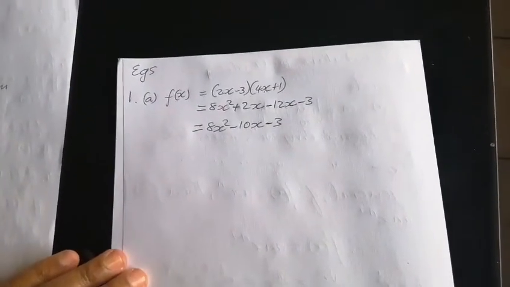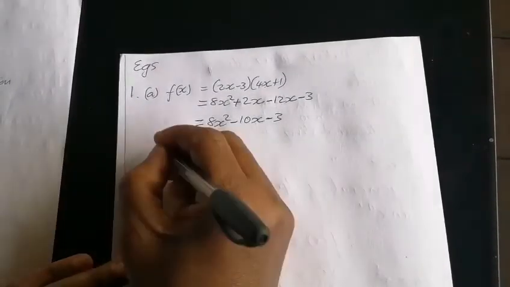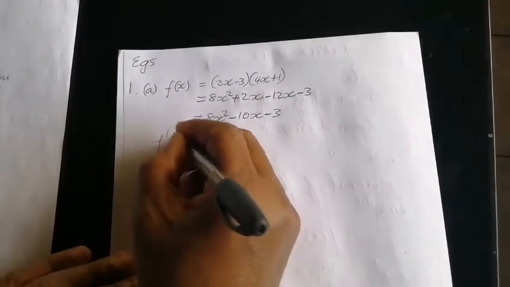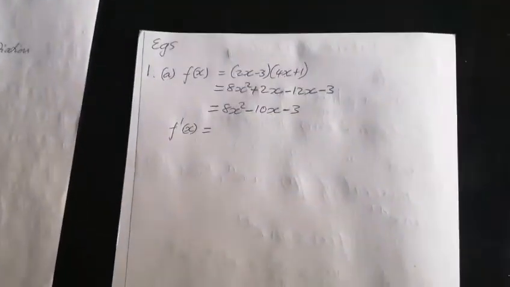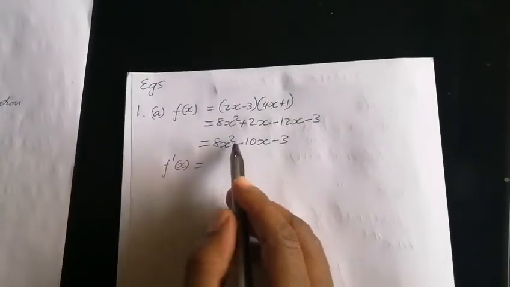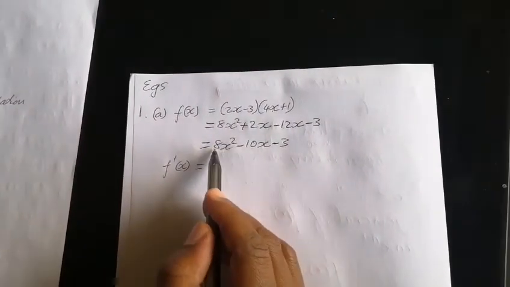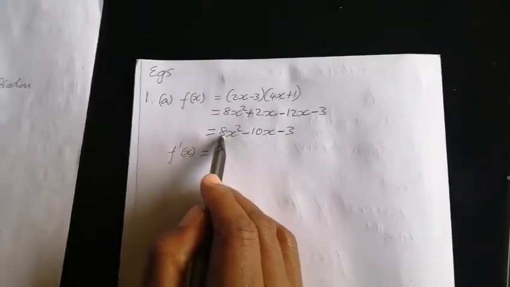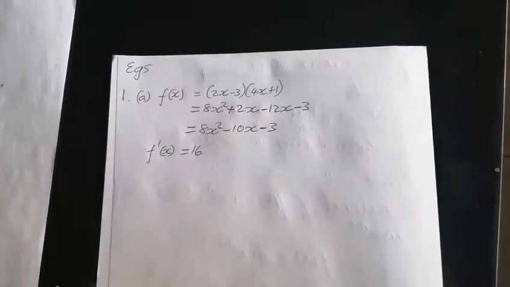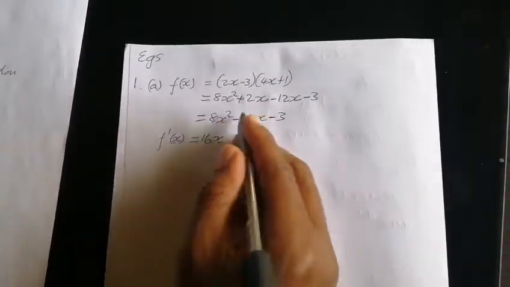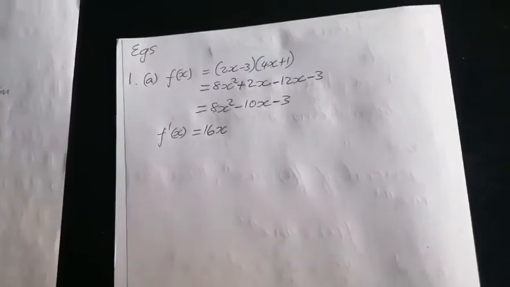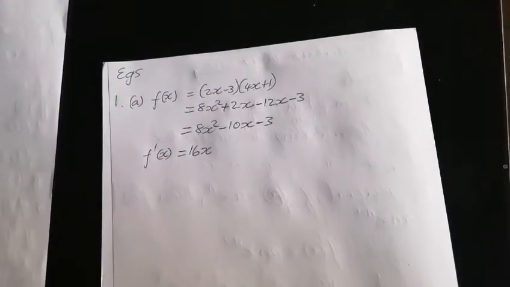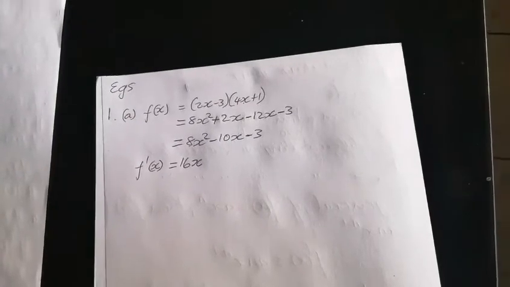The question says find the derivative. So our derivative f dash of x is equal to, now we are differentiating. We said the power of x comes to multiply the coefficient of x. So we shall have 16, then our x to the power 2 minus 1, that's 1. I don't write a power of 1 because any number written down without a power has a power of 1.